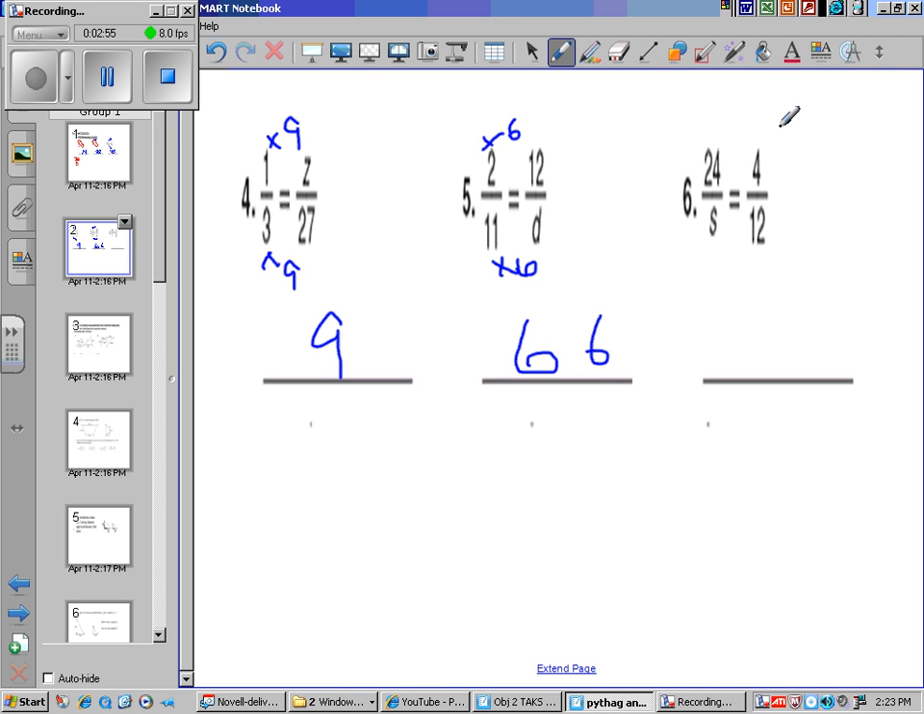Next one, what do you do to 24 to get to 4? Well, you divide by 6. And 4 times 6 is 24. So if I take this right here and divide by 6, it'd be the same as 12 times 6, which would give me 72.